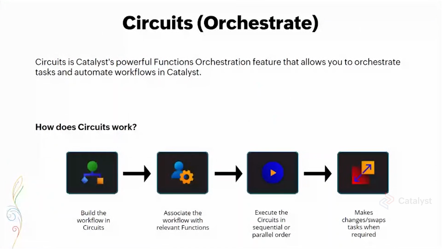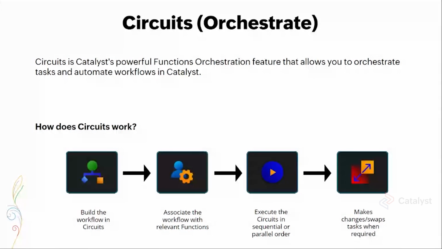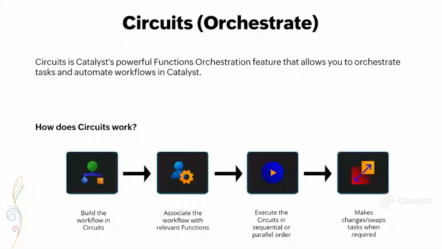So circuits, or what we also call Orchestrate, is Catalyst's orchestration feature that allows you to automate workflows and set up tasks. Essentially, if you have to set up something like a schedule, or if you have to automate a workflow, that is something that is achieved through circuits. How does circuits work? You build the workflow in circuits, you associate the workflow with relevant functions, you execute the circuits in sequential or parallel order, and you then make or change steps or tasks whenever required.